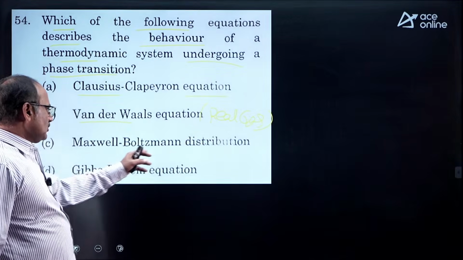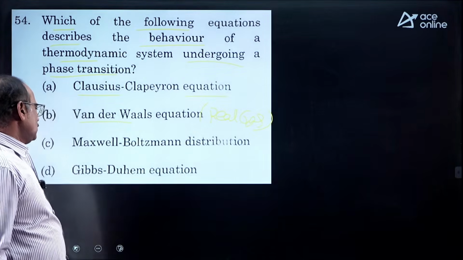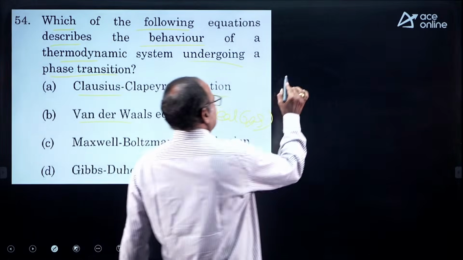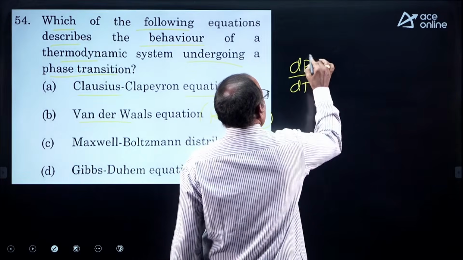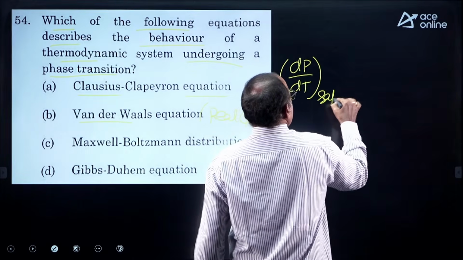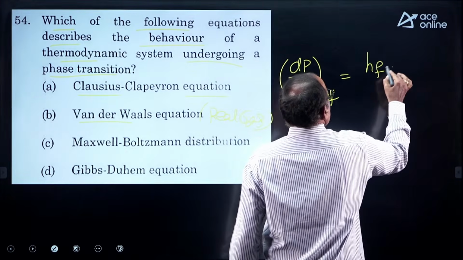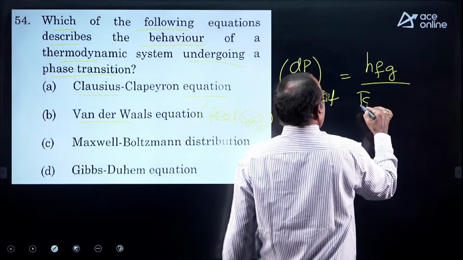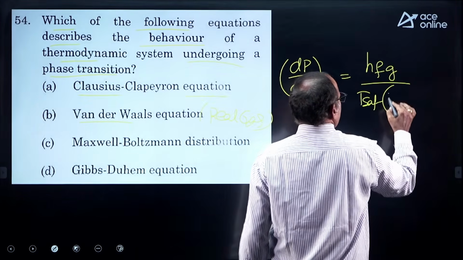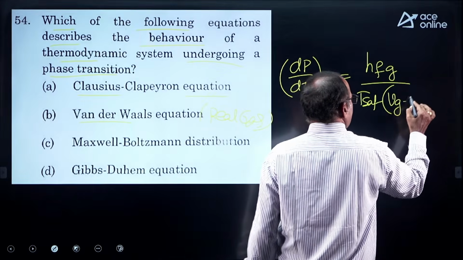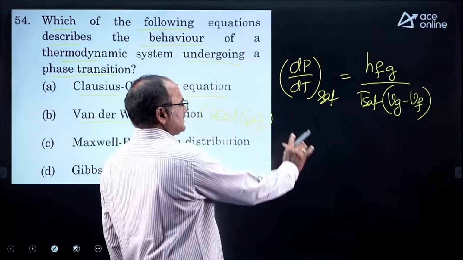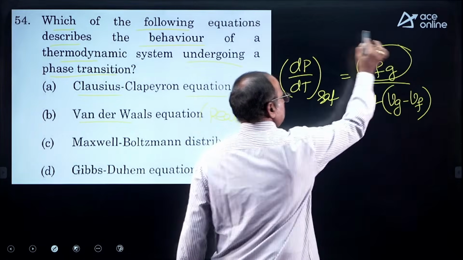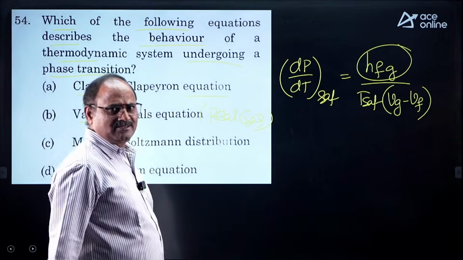Next, Maxwell-Boltzmann distribution, Gibbs-Duhem equation. You know the Clausius-Clapeyron equation dP by dT in the saturation region is equal to h_fg divided by T_sat, saturation temperature, multiplied by specific volume of the saturated vapor minus specific volume of the saturated liquid. So, the Clausius-Clapeyron equation is used for finding the latent heat during the phase change process.